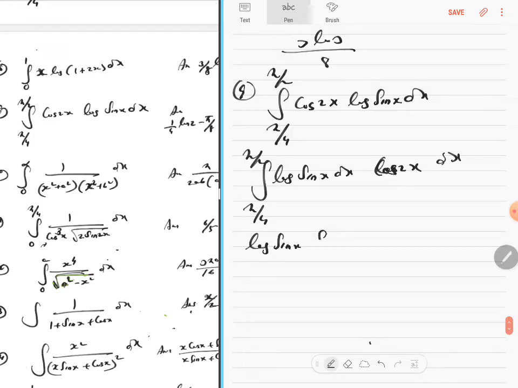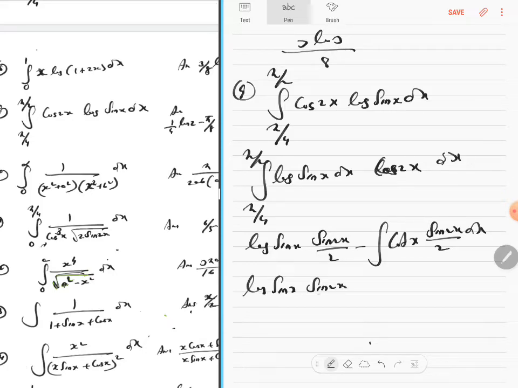Okay, so integration by parts: log sin x into integration of cos 2x, which is sin 2x by 2, minus the integral of 1 by sin x into the differentiation of sin x, which is cos x, so it becomes cot x, into the integration of cos 2x again, sin 2x by 2, into dx. So this part is done, and log sin x into sin 2x by 2. We have to apply limits, of course, we'll keep that separate.